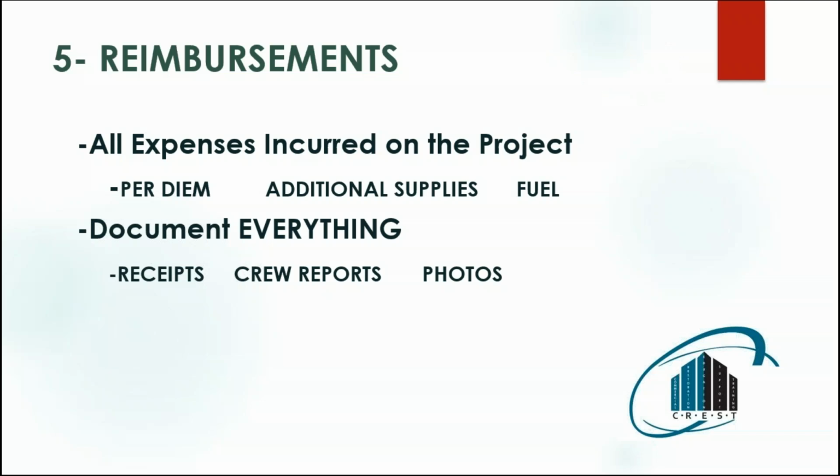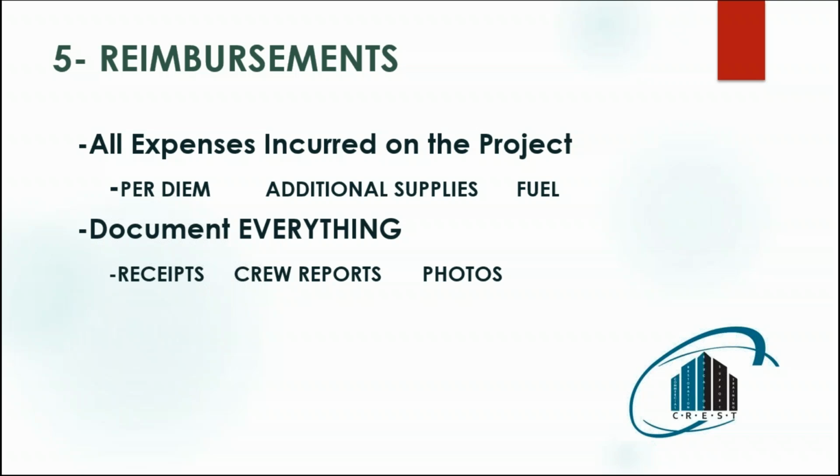Finally, we have the fifth category, which are the reimbursements. Anytime you incur an out-of-pocket expense on the project that's directly related to the project, you're entitled to be reimbursed for those. That would be things like per diems if you're traveling away from your home base and your staff needs to be paid for meals; your per diem would be a cash expense that you would be reimbursed for. Additional supplies that you weren't able to bring from your warehouse, but you had to order from a supply house or Home Depot. And fuel. Sometimes you'll need fuel for your generators or your desiccants or even for your vehicles. So let's make sure that we have all of those receipts.